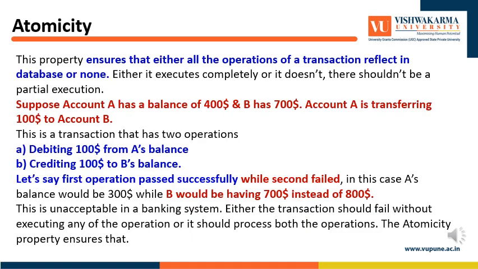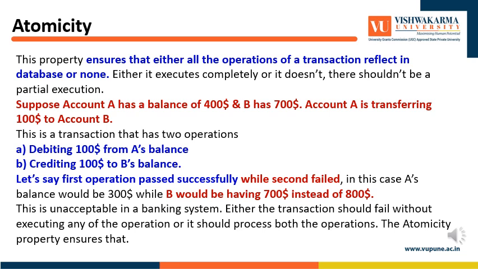Atomicity. This property ensures that either all the operations of a transaction are reflected in the database or none. Either it executes completely or it doesn't. There shouldn't be a partial execution. Suppose account A has a balance of $400 and B has $700. Account A is transferring $100 to account B. This is a transaction that has two operations.